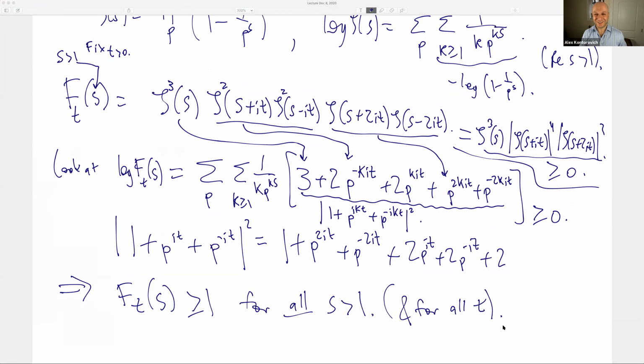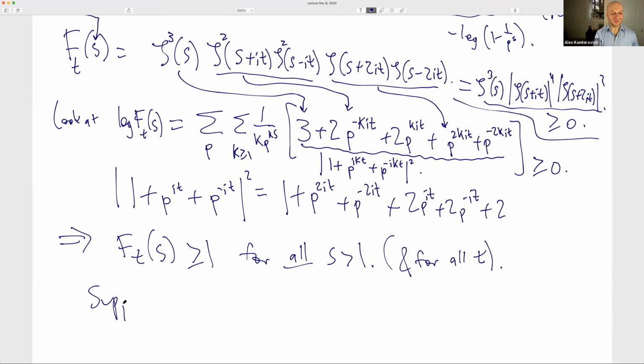Can you smell the magic? It's about to happen. So what? Suppose zeta of 1 plus iT equals 0. Suppose there is a 0 at height T.